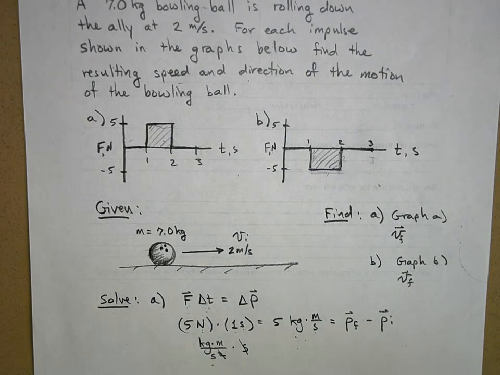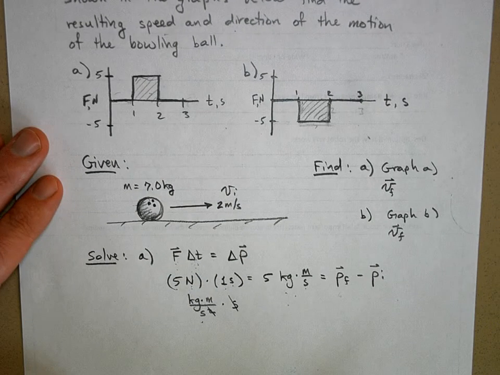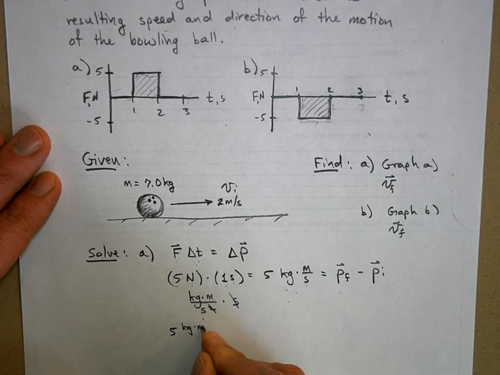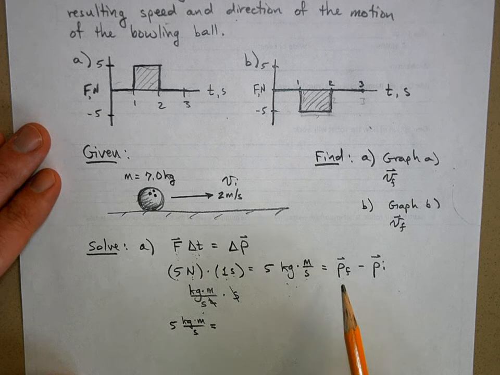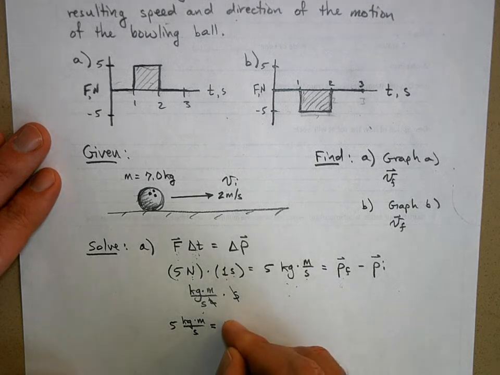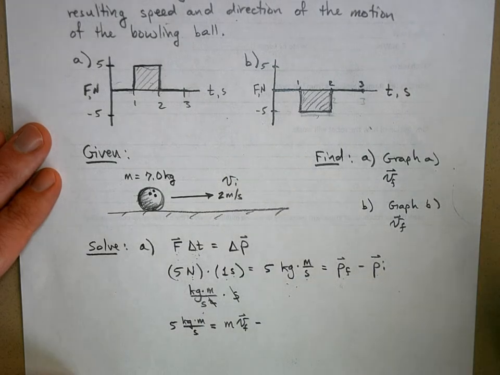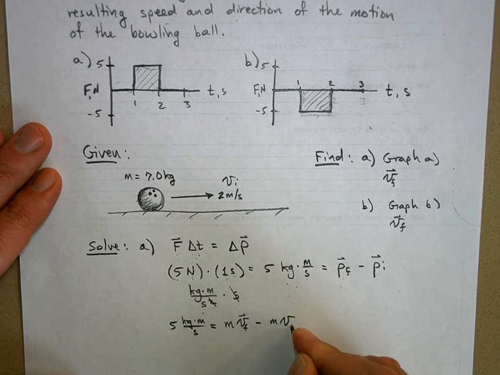Now what are we looking for? We're looking for the final velocity, which is in here, right? So let's go down here. Here we have 5 kilogram meters per second is equal to, well, what's the final momentum? Well, that's the mass of the bowling ball times the final velocity of the bowling ball minus the initial momentum of, well, we know what that is, right? This was the mass times the initial velocity.